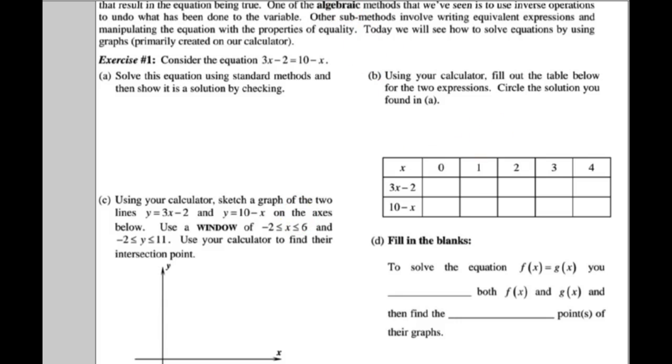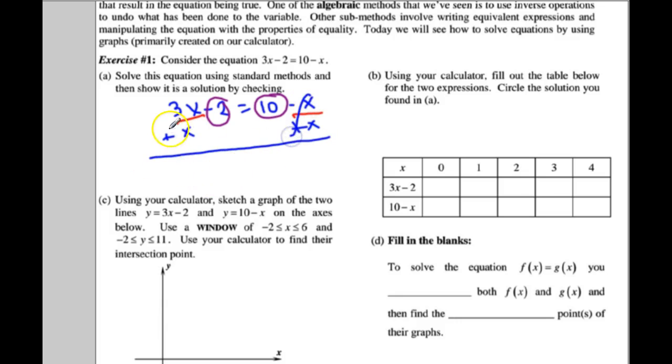The first one says, consider this equation: 3x minus 2 is equal to 10 minus x. Solve this using the standard method. Our standard method is just getting all the x's together and grouping like terms. So I have 3x minus 2 equals 10 minus x. I want to get my like terms together: 3x and x are like terms, and then I have minus 2 and 10. So I'm going to move this x over by adding x on both sides.